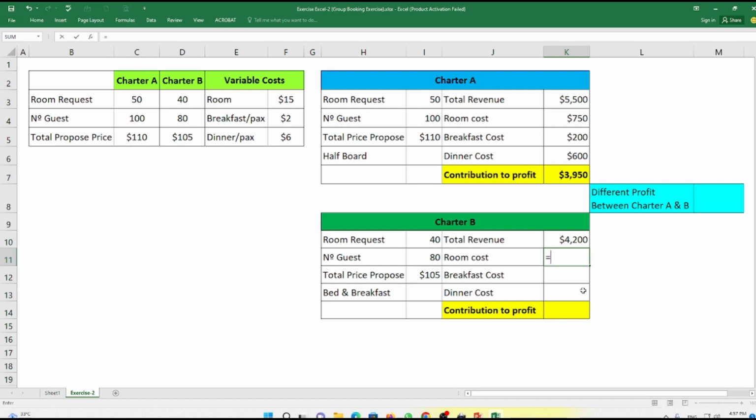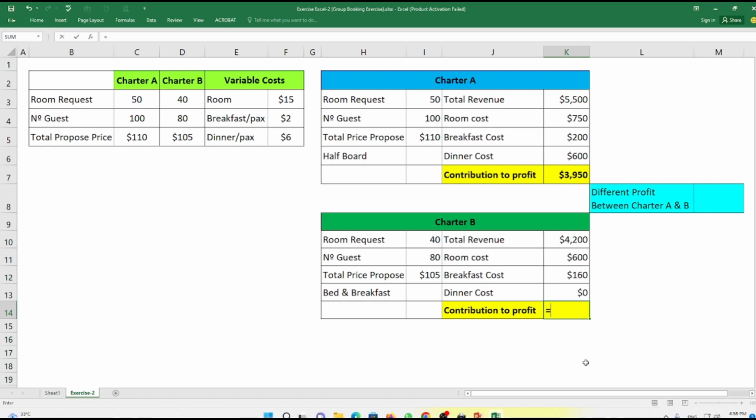Let's see the room cost. Total of 40 rooms and the room cost is the same, $15. And the breakfast cost is the same, $2. But total for charter B is 80 guests, so 80 guests multiplied by $2 is $160 for breakfast for charter B. No dinner cost, so it's 0.